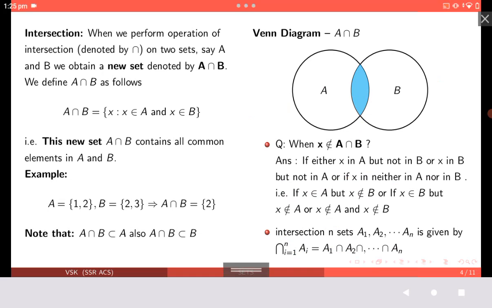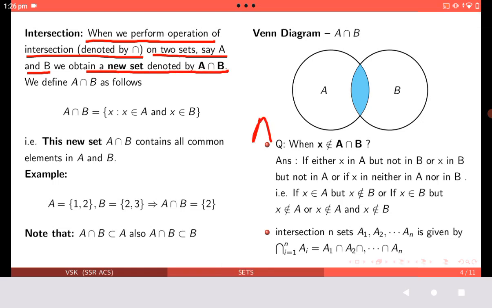Now, let us talk about the intersection of sets. So, what is meant by intersection? When we perform the operation of intersection, denoted by this symbol ∩, on two sets, say A and B, we obtain a new set denoted by A intersection B. A is a set, B is a set. We are performing the operation of intersection. So we get a new set which is denoted by A intersection B.